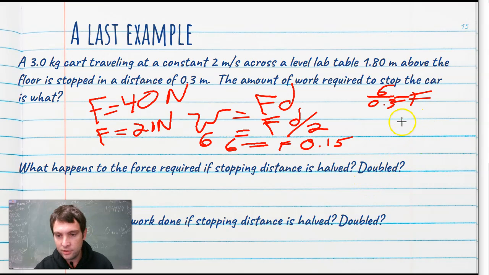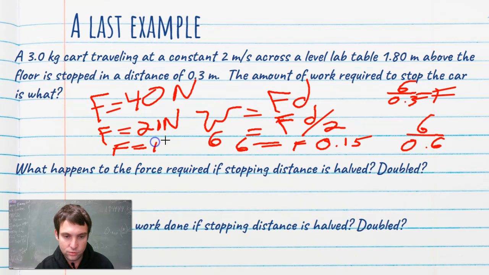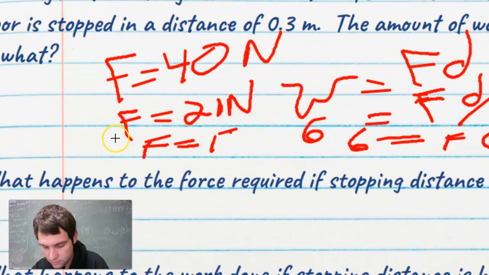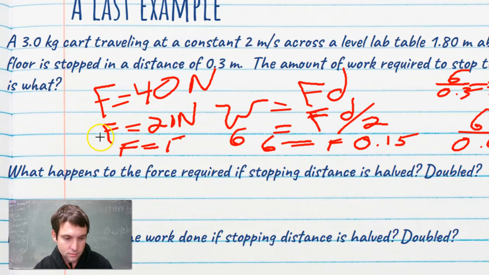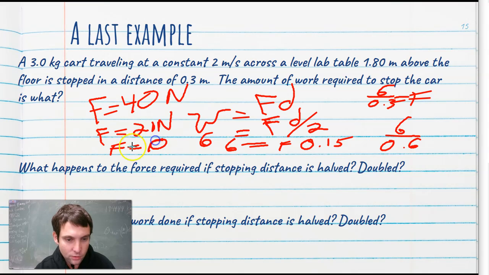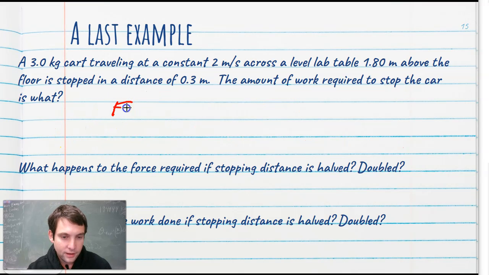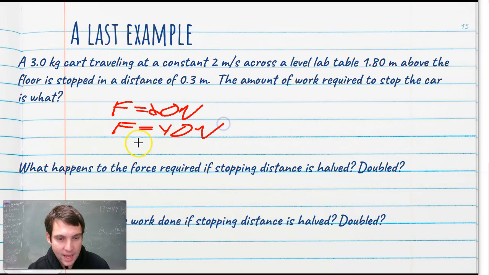What happens if we double this distance? So now it's going to be 6 divided by 0.3 times 2, which is 0.6. So now our force is 10 newtons. So here we go. The original force was 20 newtons. When we halved the stopping distance, we got to 40 newtons. And when we doubled the stopping distance, we got to 10 newtons. So you see how the force changes.